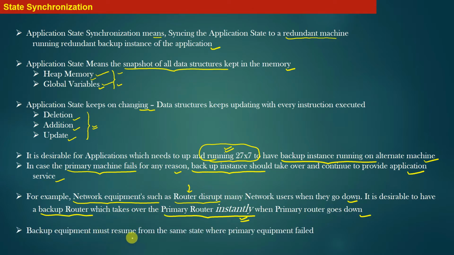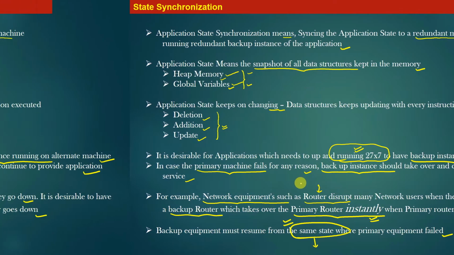Backup equipment must resume from the same state. Note the word, this is the key point. The backup equipment must resume its functioning from the same state where the primary equipment failed. Here, same state means that when the backup equipment resumes the role of primary equipment, the application state of the backup application must be exactly the same as the application state of the primary application at the time of failure. So let us try to understand the concept of state synchronization with the help of an animation.